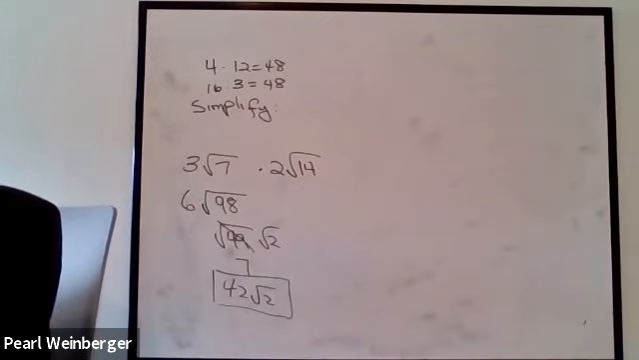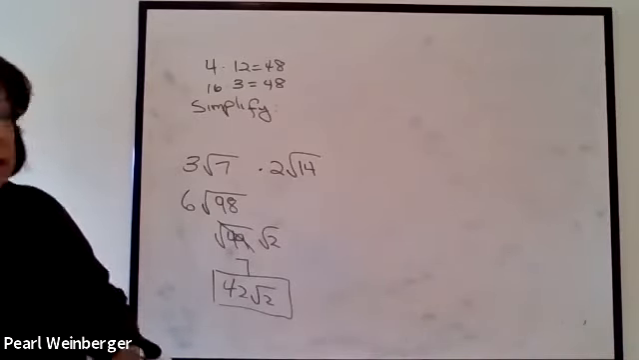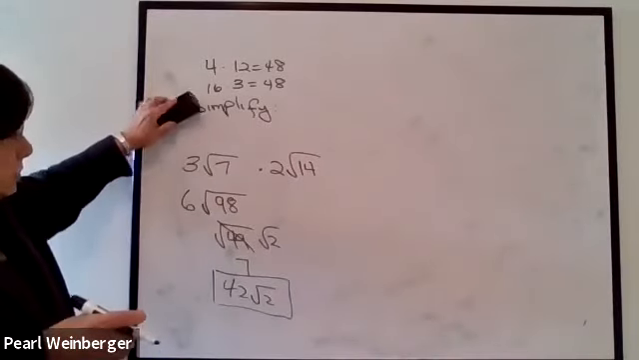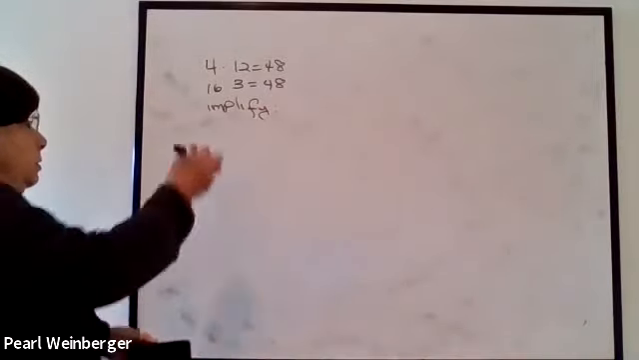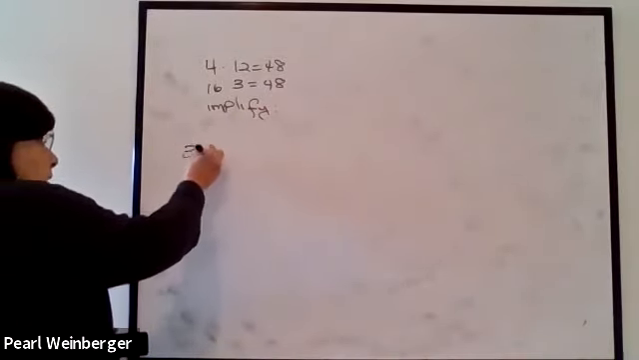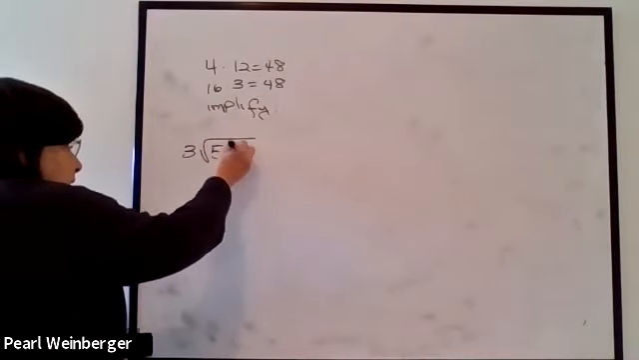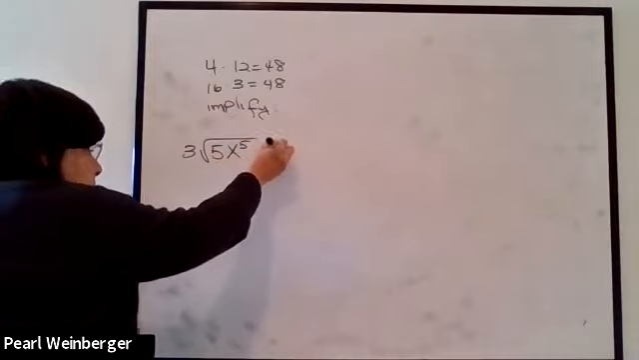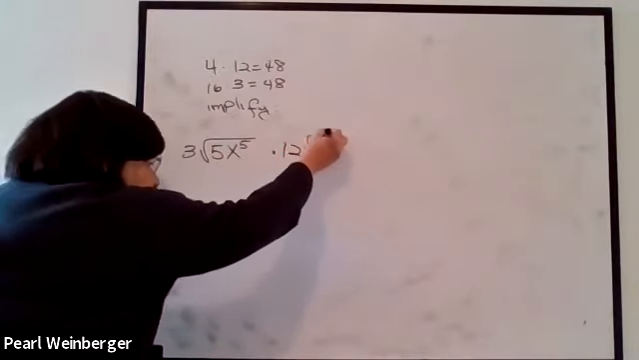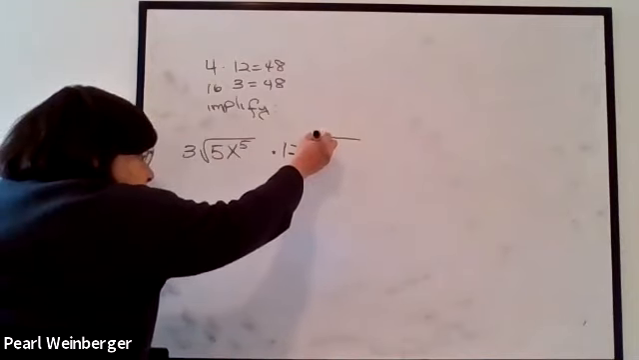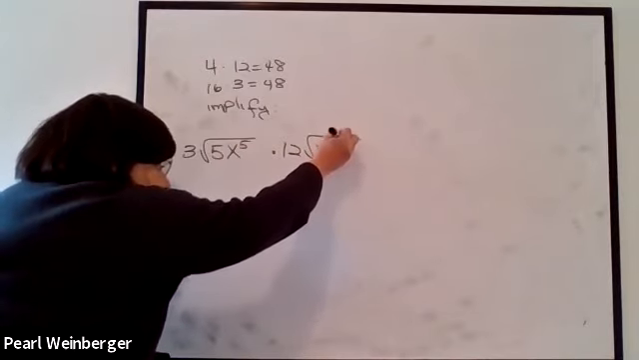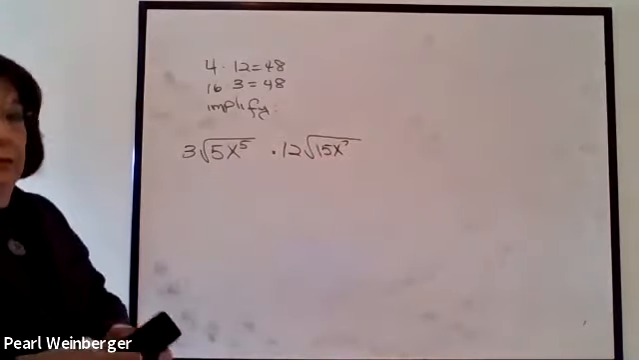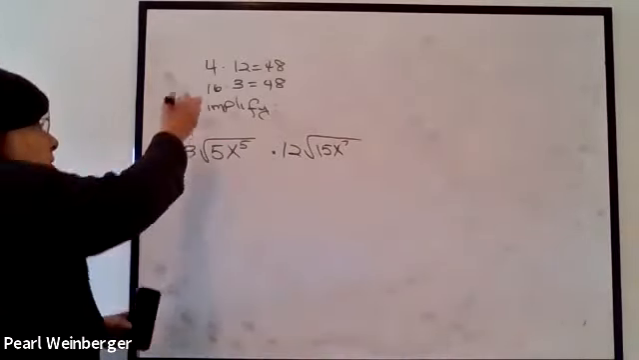Let me just give you one to try, and then we'll end class. And we'll continue with multiplication on Thursday. So let's say I gave you this: 3 radical 5x to the fifth, times 12 radical 15x to the seventh. See if you can multiply this and then simplify.